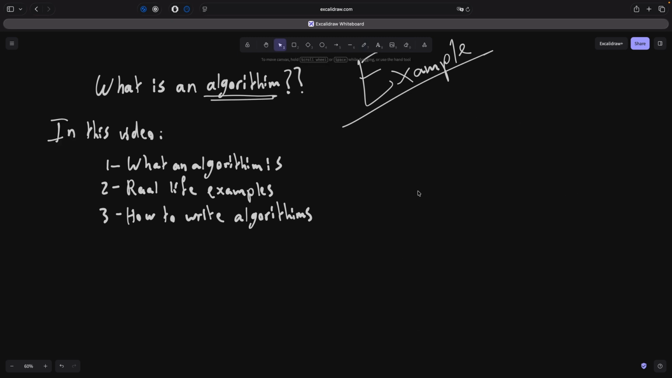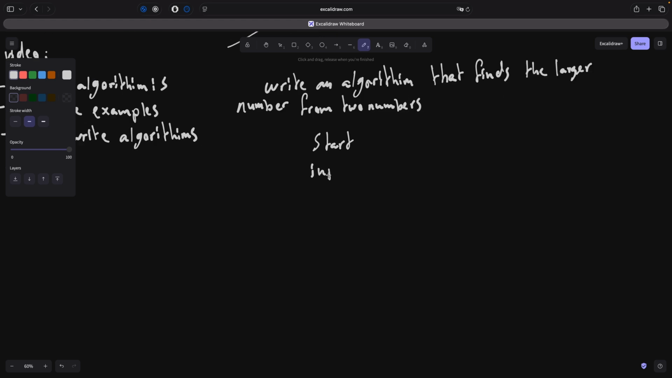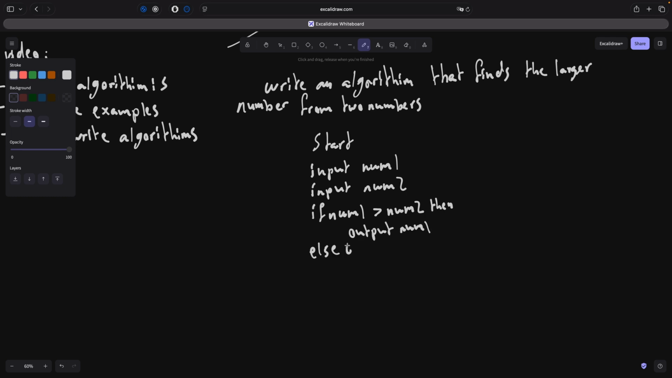Now let's take another example. Write an algorithm that finds the larger number from two numbers. So firstly, we have to start, and then we'll input the first number, followed by the second number, and then we'll check if the first number is larger than the second number. We output the first number. In the other case, we output the second number. And then we end our algorithm. And this is exactly the type of algorithm writing you might see in your IGCSE exam.